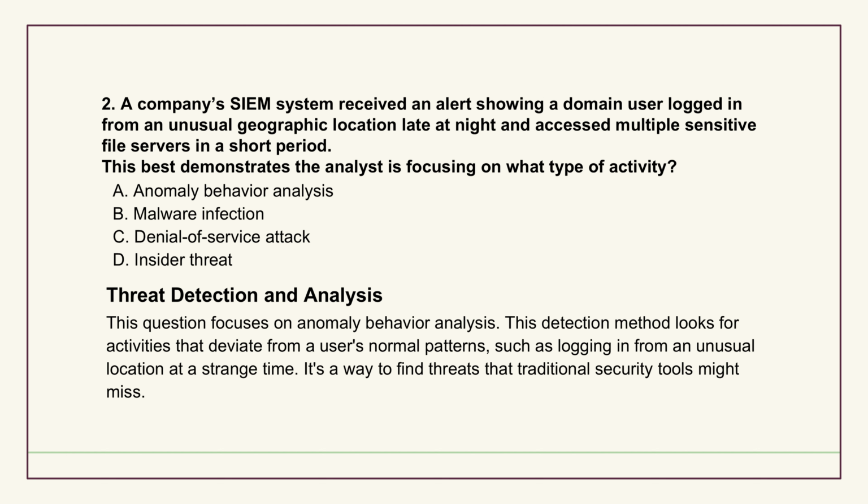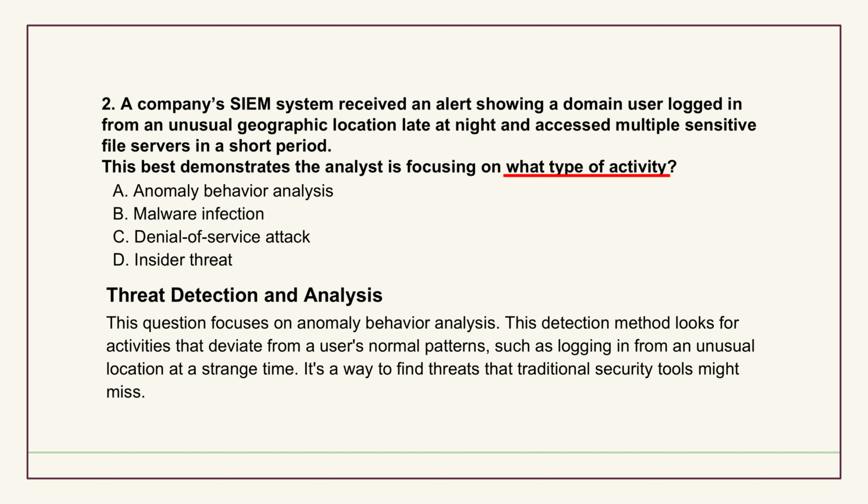So here's another scenario for you. A company's SIEM system, their security information and event management system. The big central log collector and correlator. Right. That system flags an alert. It shows a regular user logged in from a really weird geographical location late at night. Unusual. And then really quickly accessed multiple sensitive file servers. So what kind of red flag is the analyst honing in on here?